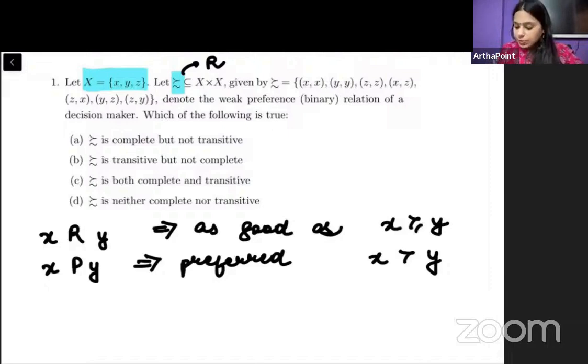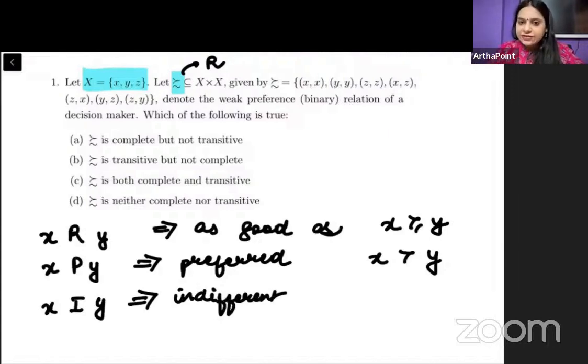The third relation is known as XIY. That means we are talking about being indifferent. In this, we say that I am indifferent between X and Y. So what is this question saying, beta? This question is saying that we are defining a relation where we have the XRY relation. See, it is the "as good as" relationship that is defined for this set.